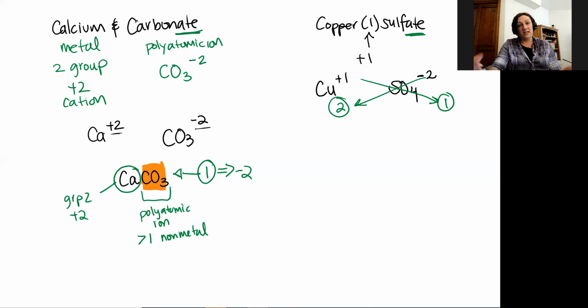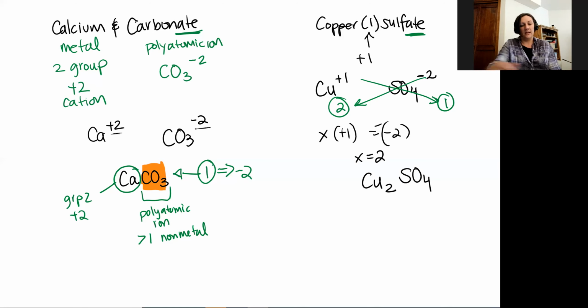I can also just compare these two charges and say that if I have a +1 charge for my copper and a -2 charge for my sulfate, and I need the opposite but equal charge, I need to multiply that smaller numeric value by some other number. And that X value will be 2. So I'll have copper 2, sulfate. And again, it's that SO4 altogether that is my anion, my polyatomic anion.